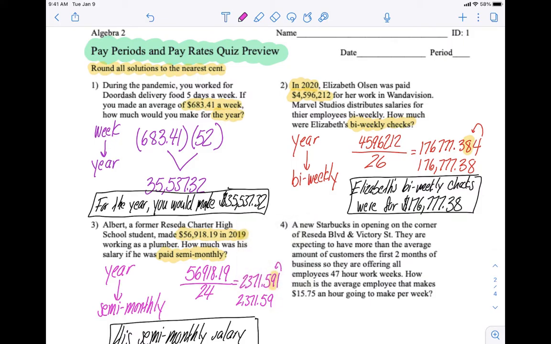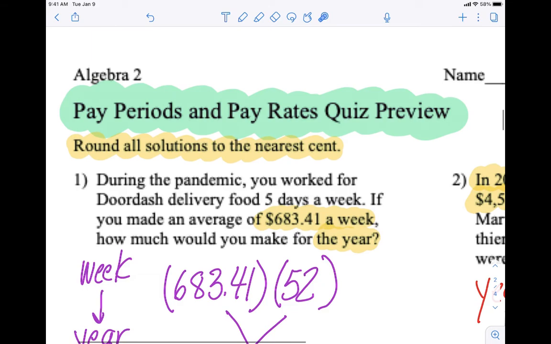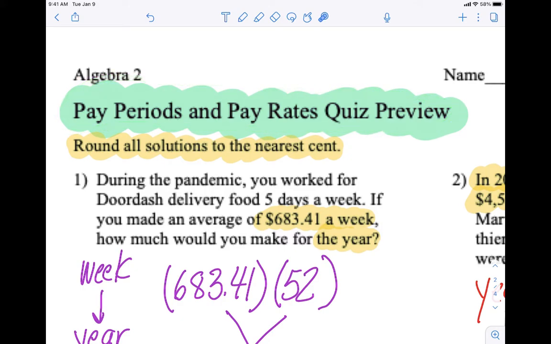As we always do, we start off by identifying the name of the assignment, and this is called Pay Periods and Pay Rates Quiz Preview. This was part 1 of the quiz preview. It's already filled in, and we're going to do part 2 today. Remember that we're going to round all solutions to the nearest cent.